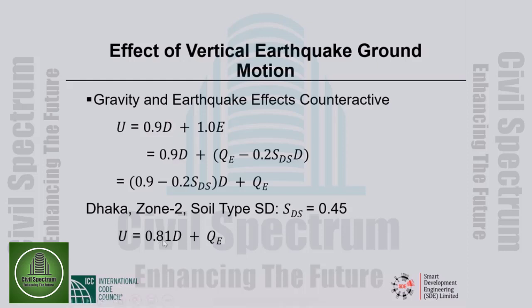So in the counteractive load combination, we have decreased the dead load factor from 0.9 to 0.81 by considering vertically upward earthquake effect, because that is the conservative thing to do. We are counting on less of the dead load, 81 rather than 90% of the dead load, to counteract the horizontal earthquake effect. Okay, so what I just discussed is extremely important.